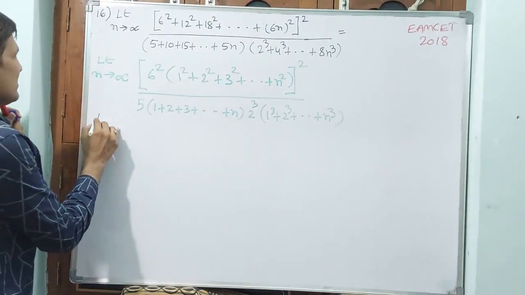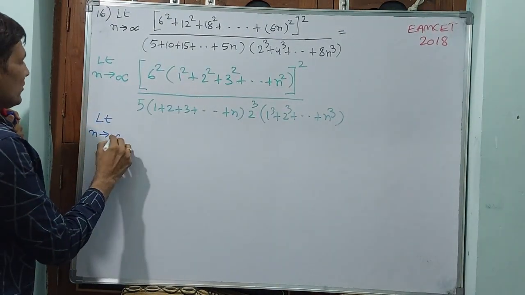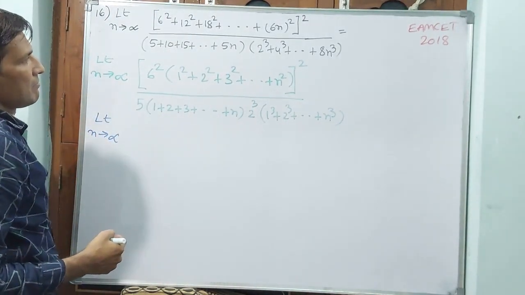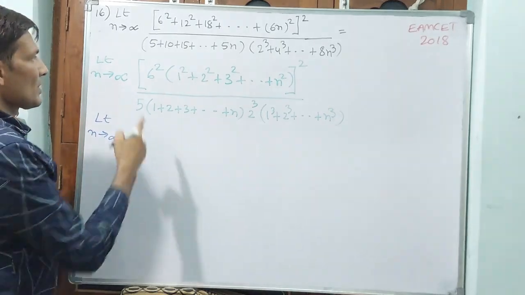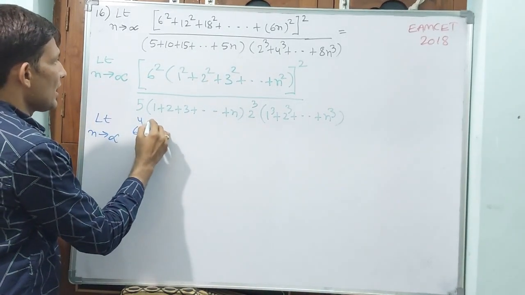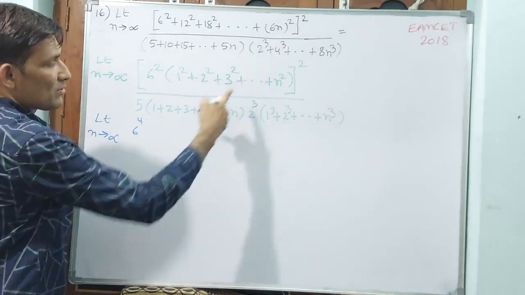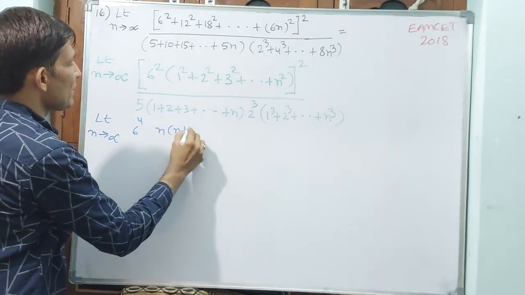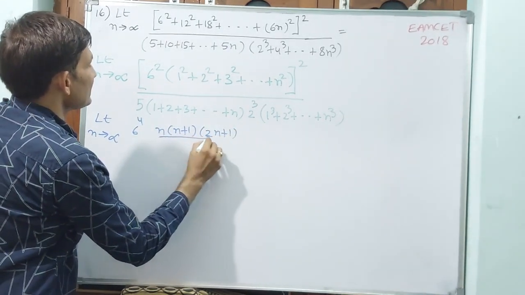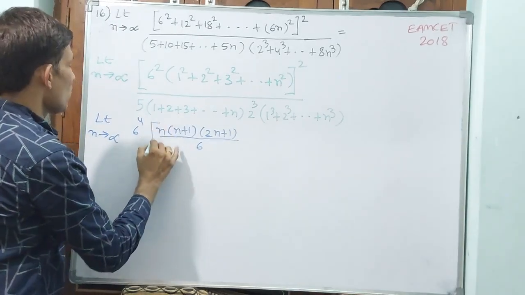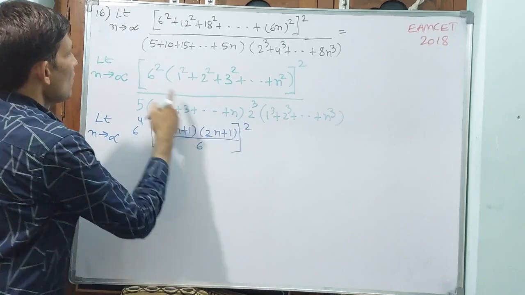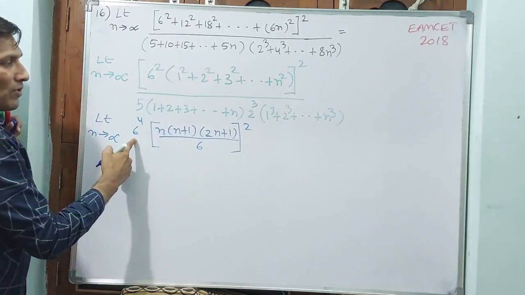Write down: limit n tends to infinity. Shall I write 6 to the power of 4? And you see here what will happen. This square means n into n plus 1 into 2n plus 1 divided by 6. But whole to the power of square is there. Why? Because after this again square is there. For this 6 square, again square is there. 6 to the power of 4 we have written already.